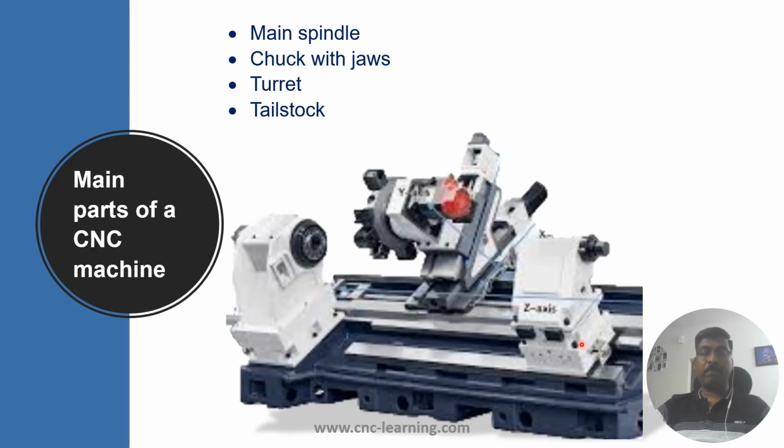Now, what are the main parts of a CNC machine? A CNC machine will have a main spindle, and in this picture what you are seeing is that of a turn mill center. So you can see a chuck with jaws, a turret, and a tailstock. And here also you can see there are two axes for X and Y and one for Z axis.